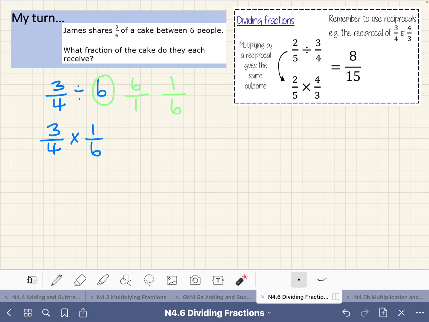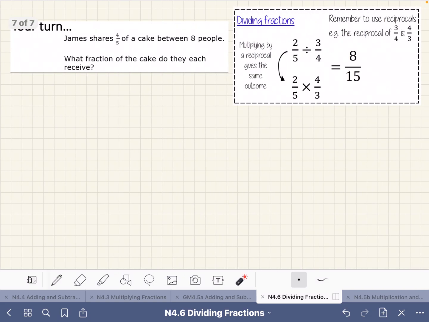And we now look to cancel down to make our calculation easier, looking for common factors top to bottom or diagonally. In this case, 3 goes into itself once, goes into 6 twice. There are no other common factors, so we are left with the sum of 1 times by 1 and 4 times by 2. 1 times 1 is 1 over 4 times 2, which is 8. So they each receive 1/8 of the cake.